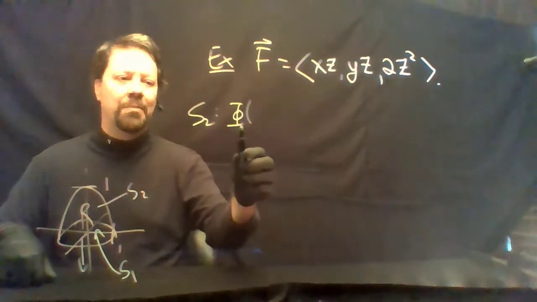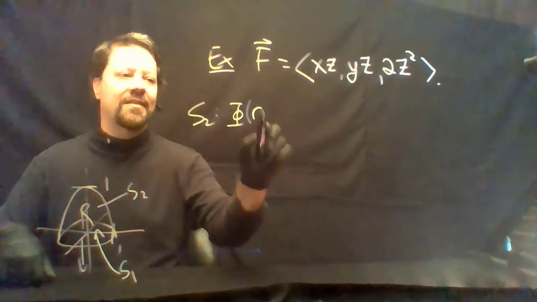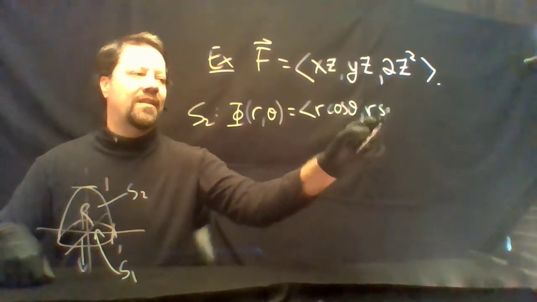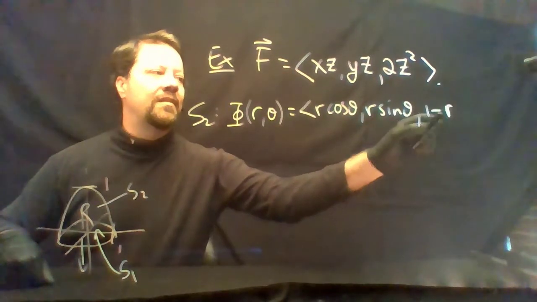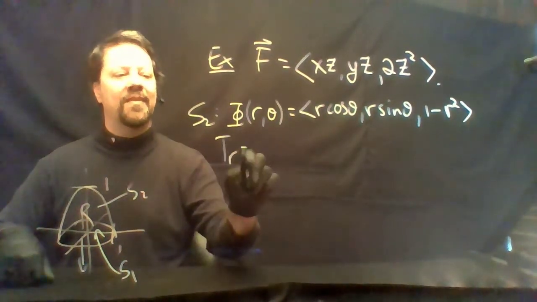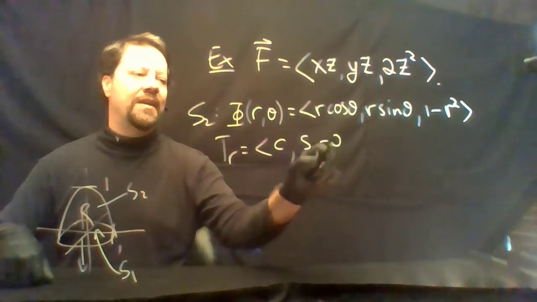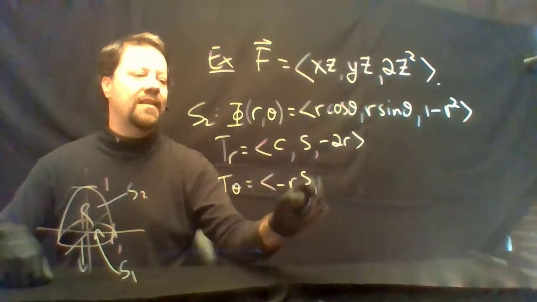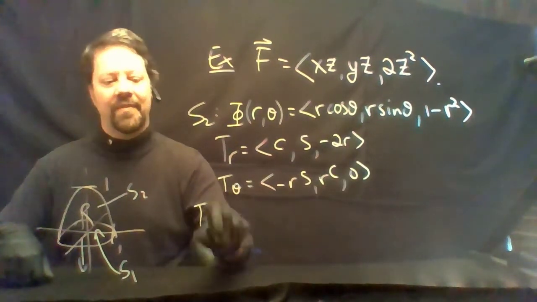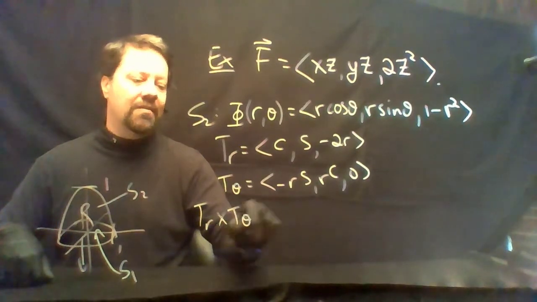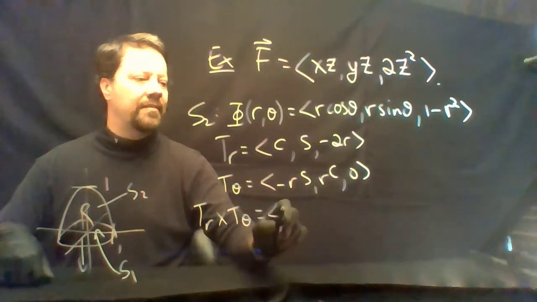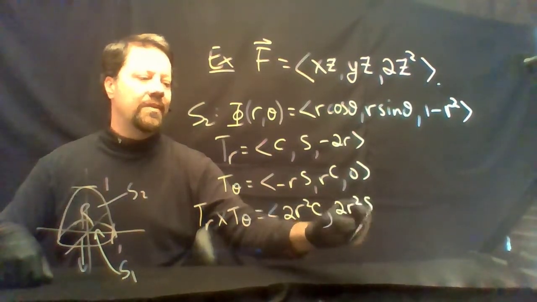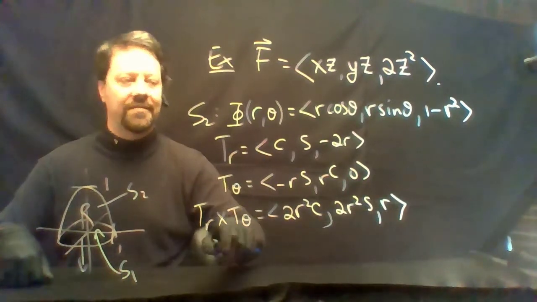On surface 2, we'll parameterize with cylindrical coordinates, r and theta. We'll have r cosine theta, r sine theta, and then 1 minus r squared. Tr will be cosine, sine, minus 2r. T theta will be minus r sine, r cosine, and 0. Tr cross t theta will be 2r squared cosine, 2r squared sine, and then r.